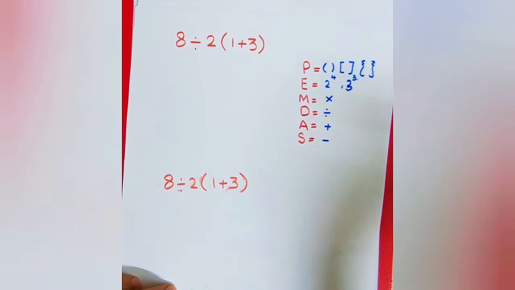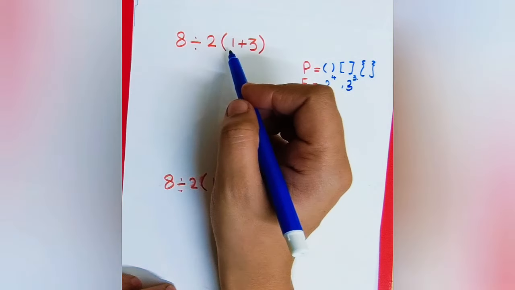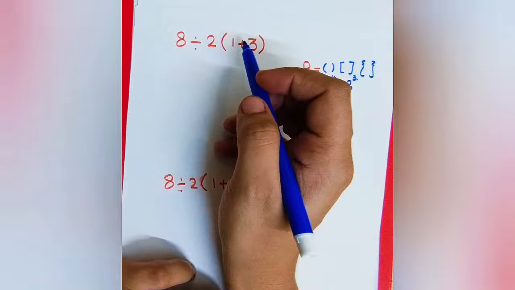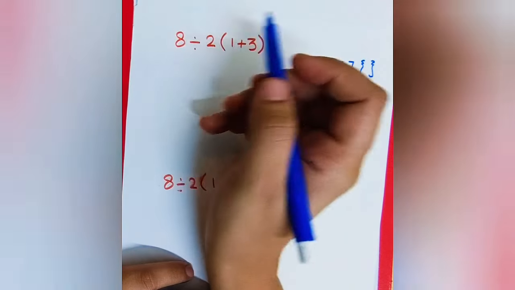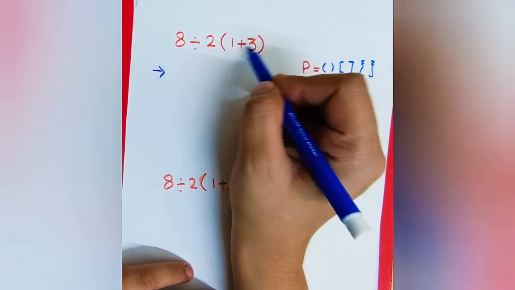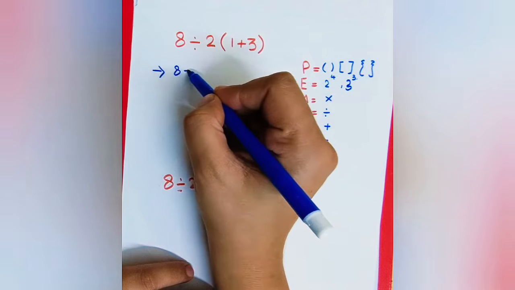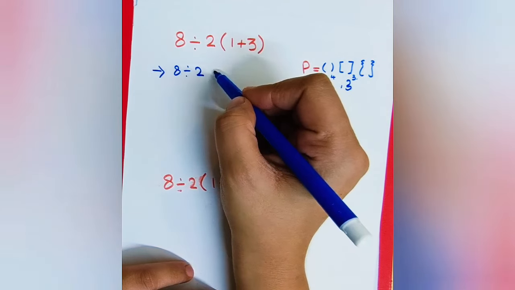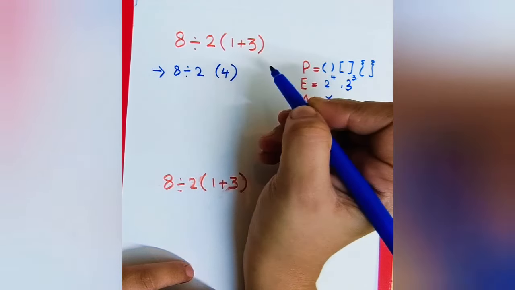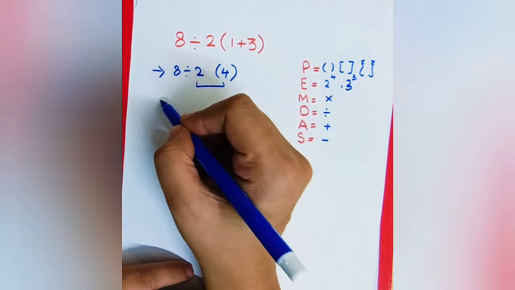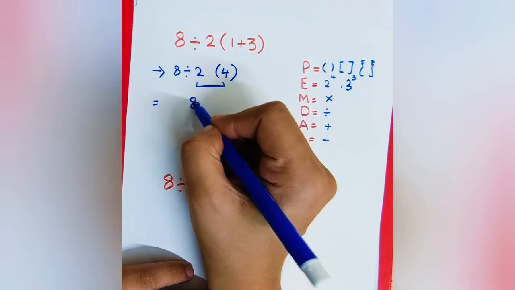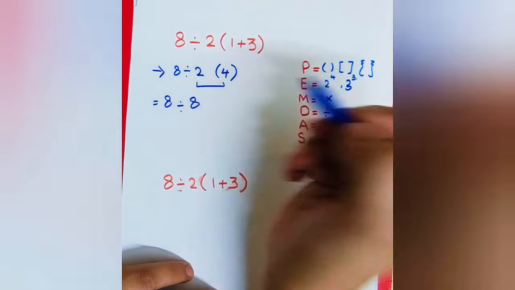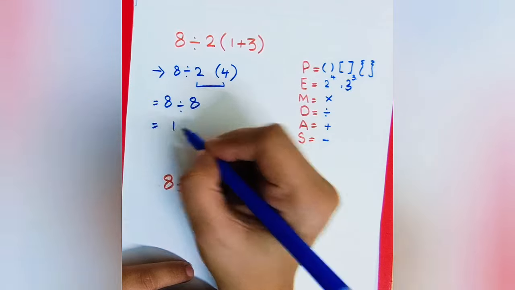Hello everyone. So today's question is 8 ÷ 2(1 + 3). As per the PEMDAS rule, the order of operations, you just have to solve the bracket first, that is 1 plus 3, it will be 4. And then you have to multiply this, 4 twos are 8, it will be divided, and this will become 8. So 8 divided by 8 is 1.